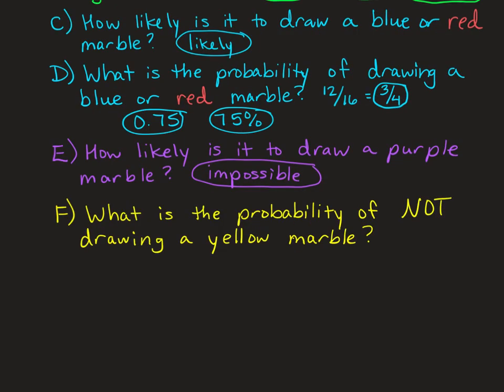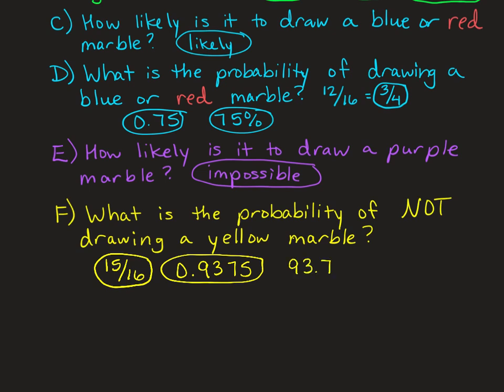Part F, what is the probability of not drawing a yellow marble? Well, there's only one yellow marble out of 16, which means there's 15 that are not yellow. So there's 15 out of 16 of a probability of a chance of not drawing yellow. As a decimal, that's 0.9375, which is between 0 and 1 because it's 0 point something. And as a percent, that's 93.75% chance of not drawing a yellow.